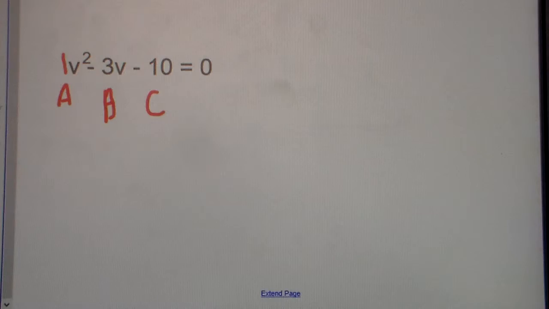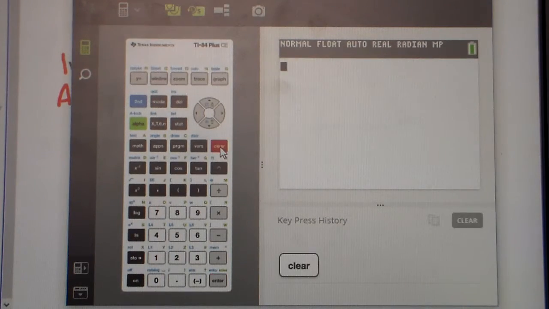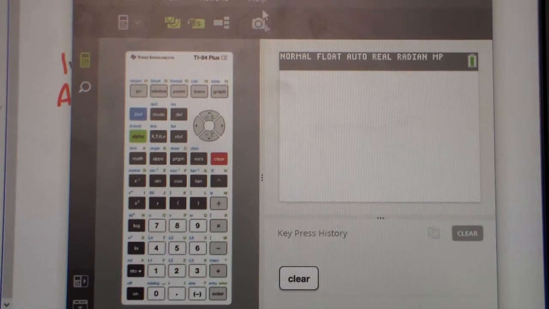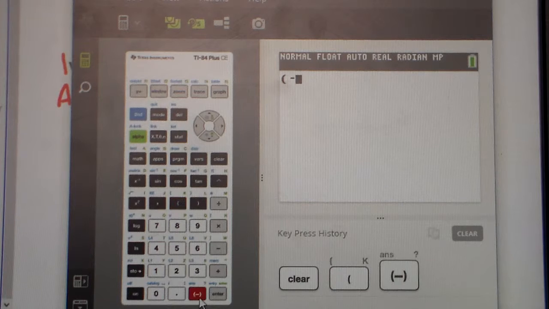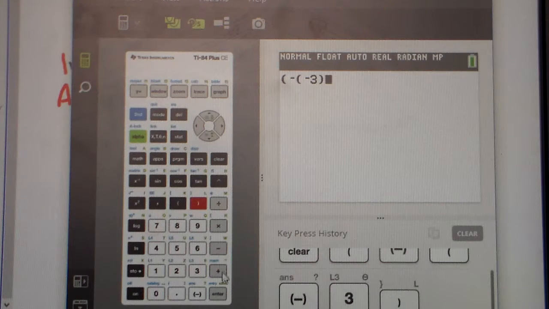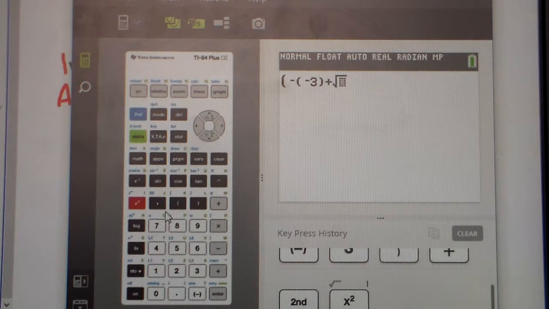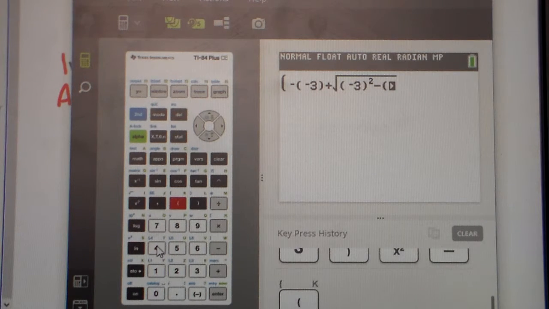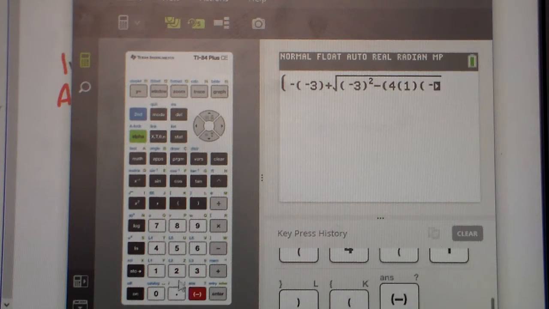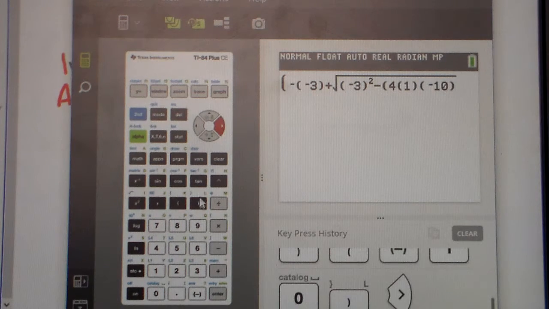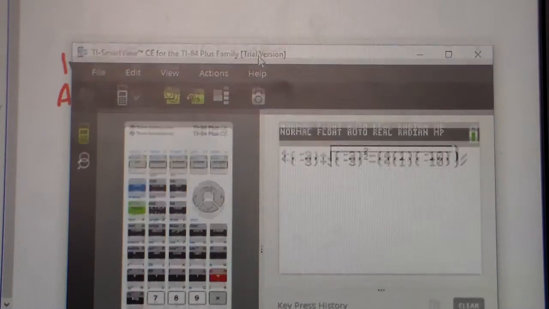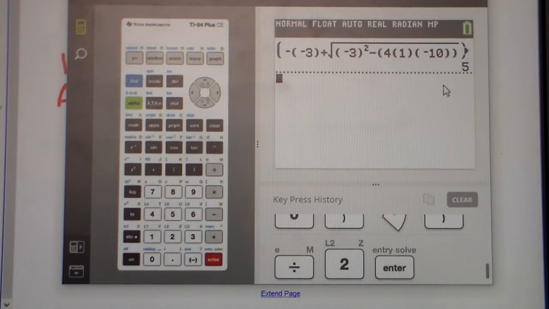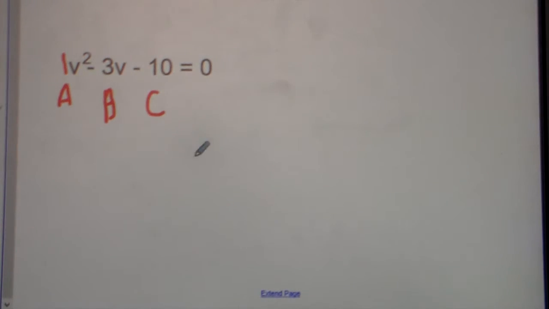I'll bring it up so I can easily see it, and let's put it right into the graphing calculator. So we have open parentheses, our negative for that negative that's up front. Open parentheses again for negative 3. Now I hit the plus sign first. Second, square root. Parentheses negative 3 squared minus parentheses 4 times 1 times negative 10, close parentheses, divide by, well, it's 2 times 1, so that gets you 2. So my answer in this case is 5. So my first answer is 5.